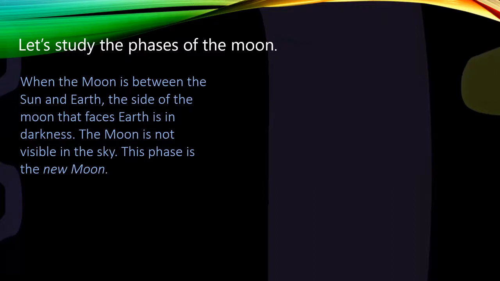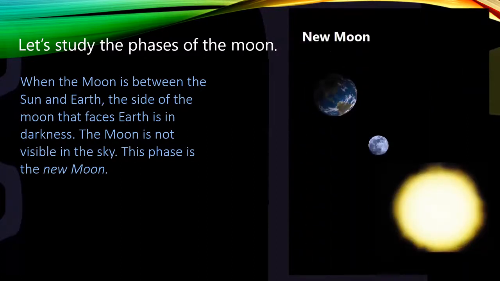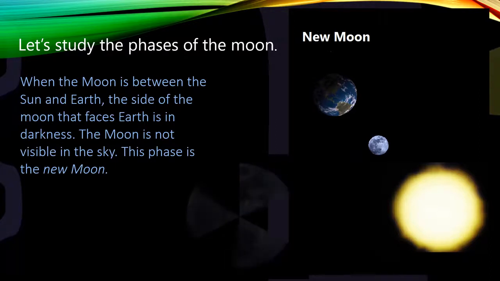When the moon is between the sun and Earth, the side of the moon that faces you is in darkness. The moon is not visible in the sky. The phase is called the new moon. As you see, the moon is between the sun and Earth, and the moon is not visible in the sky.